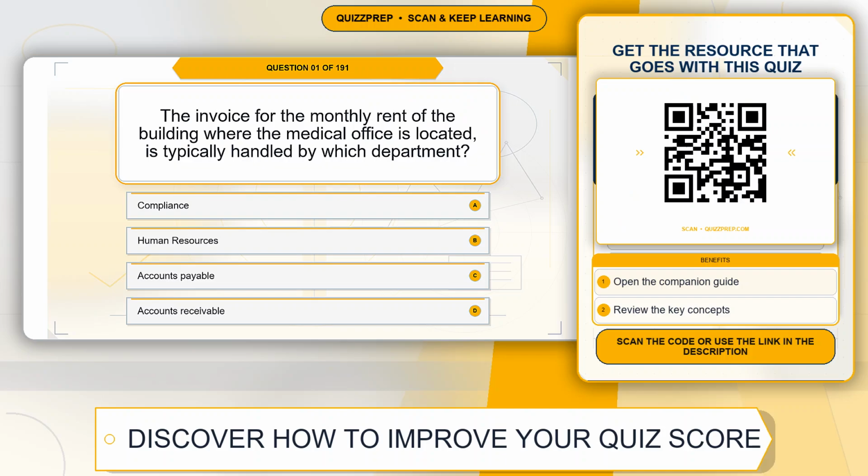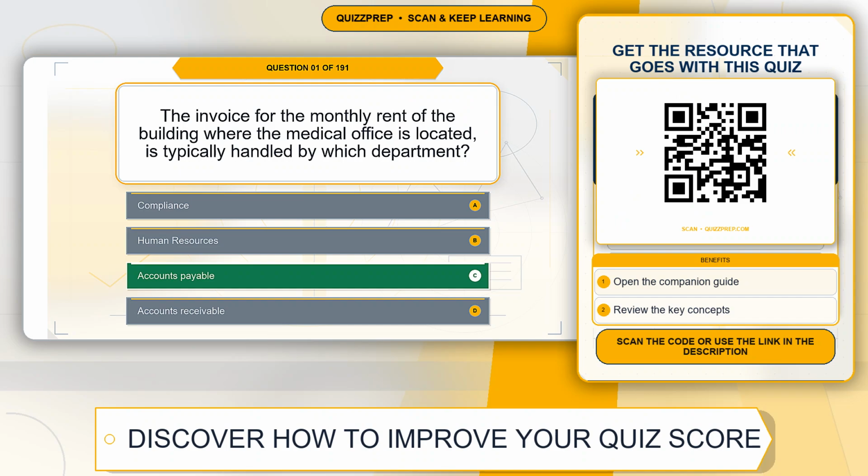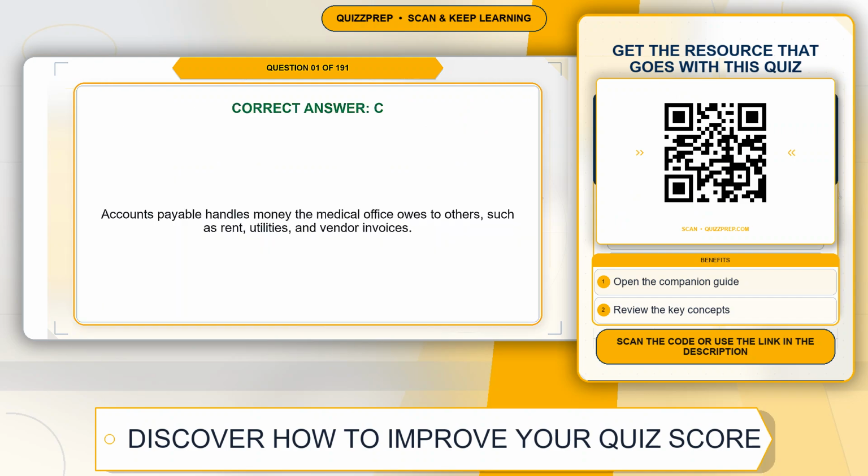Question 1. The invoice for the monthly rent of the building where the medical office is located is typically handled by which department? Option A, Compliance. Option B, Human Resources. Option C, Accounts Payable. Option D, Accounts Receivable. The correct answer is option C, Accounts Payable. Explanation. Accounts payable handles money the medical office owes to others, such as rent, utilities, and vendor invoices.